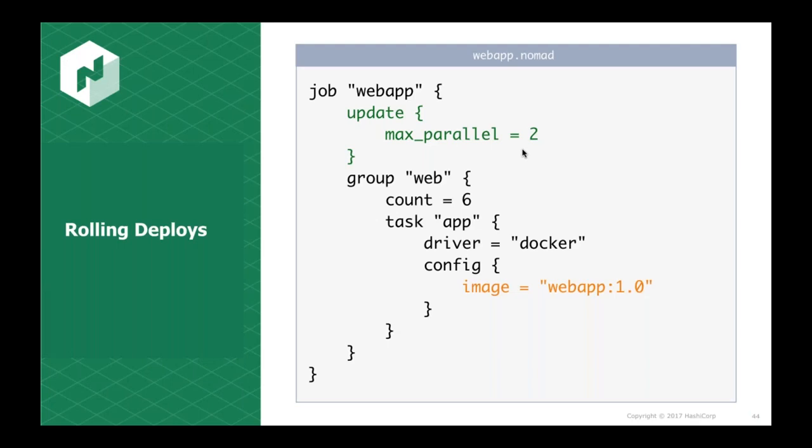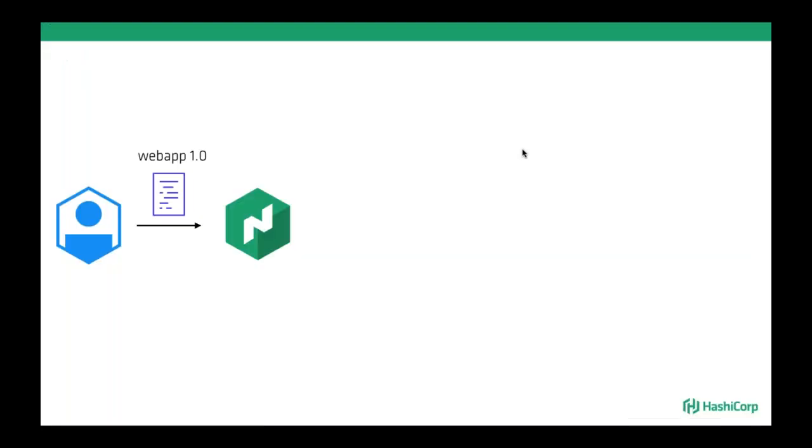So what does it look like to just do a simple rolling deploy? Basically, we specify our update block and just tell Nomad what our maximum parallelism is. Here we've defined that we have our web group, which has a count of 6 instances. So we have 6 instances of our web app, and we update 2 at a time here. And we're just going to do a stagger using the default value, which I believe is 30 seconds.